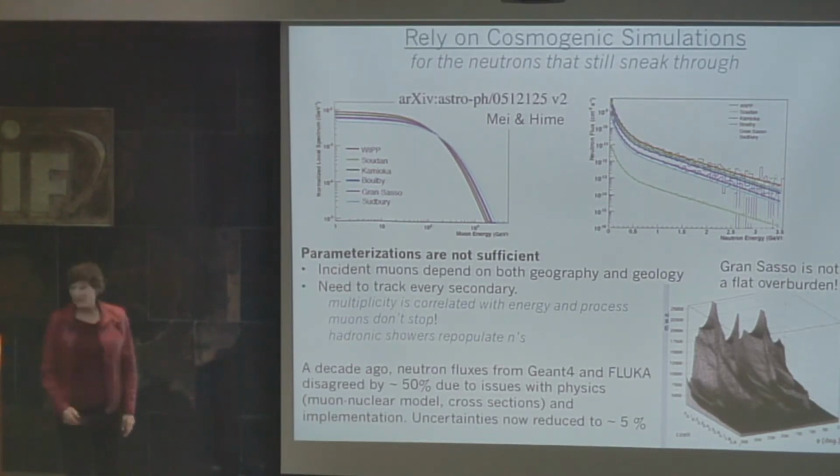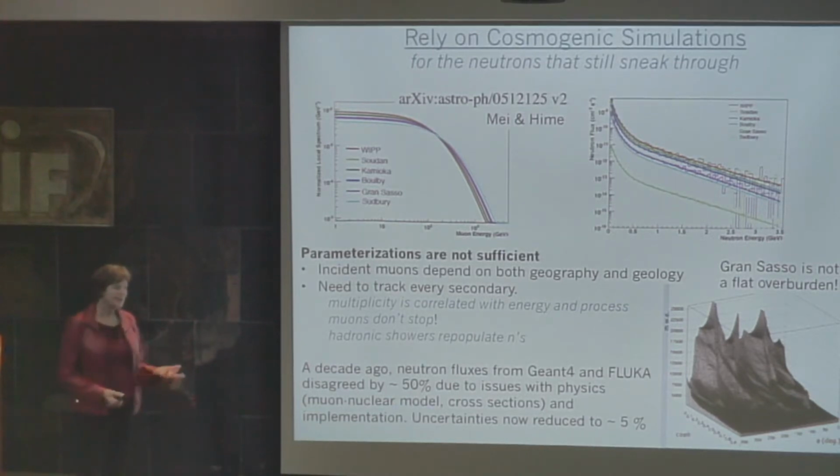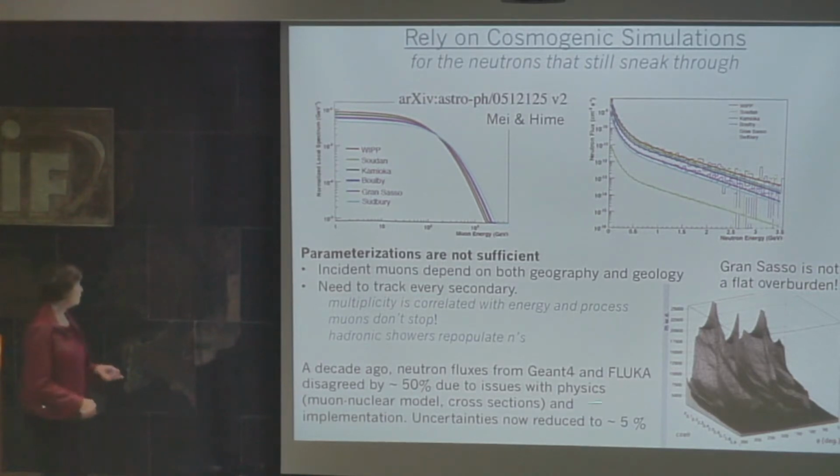It's actually a big success story because about a decade or maybe more ago, the neutron fluxes from the two programs that were in use, FLUKA and GEANT4, it's good there were two in use because they actually disagreed with each other, which made people understand that there were some real issues in the physics of producing these neutrons from the muons. So the muon nuclear model itself and cross-sections were just not updated, and there were a number of things. And now uncertainties are reduced to 5%. This has been an effort over many years and has included people from FLUKA and people from GEANT and people from various experiments.